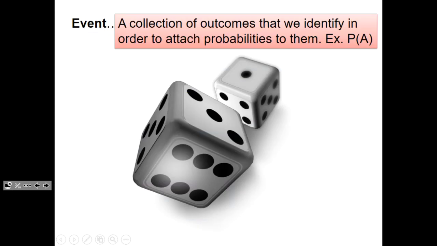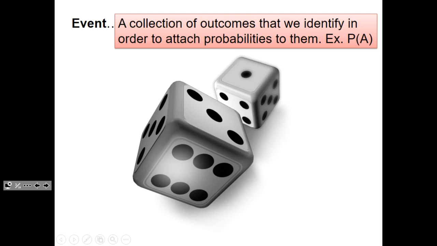So event. Event is a collection of outcomes that we identify in order to attach the probability to it. We'd say the probability of A. That's our example, P of A. So if I'm rolling a die, an outcome may be getting a 1. The probability of a 1 is an event.